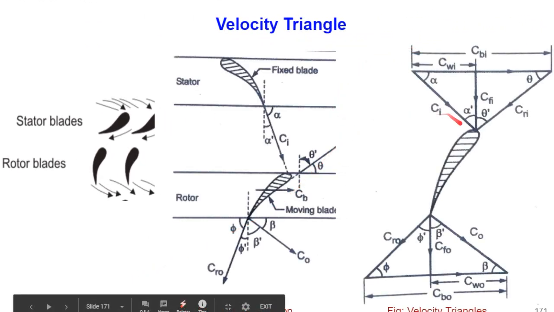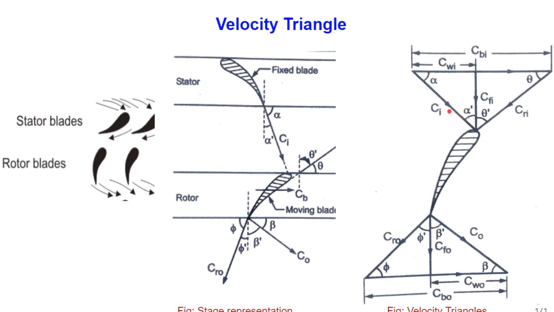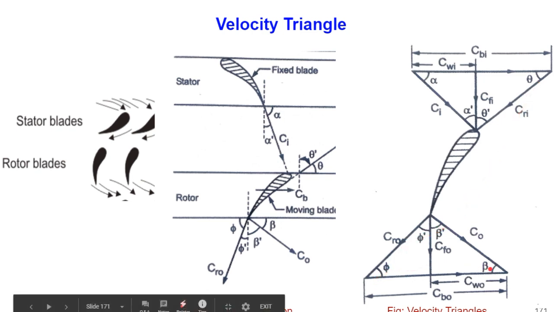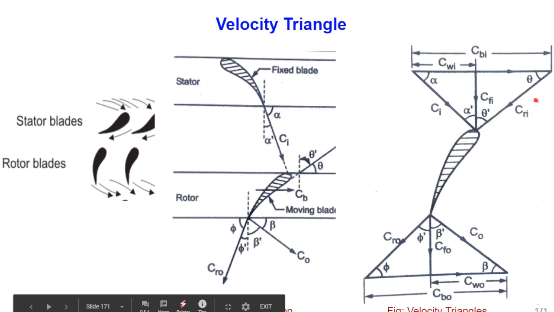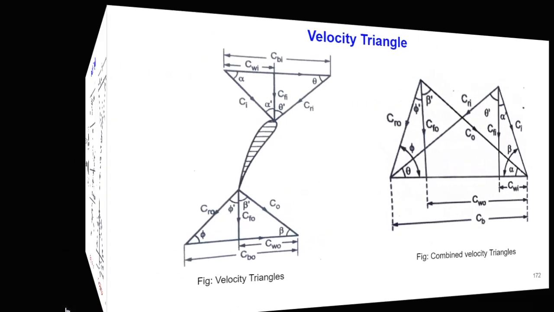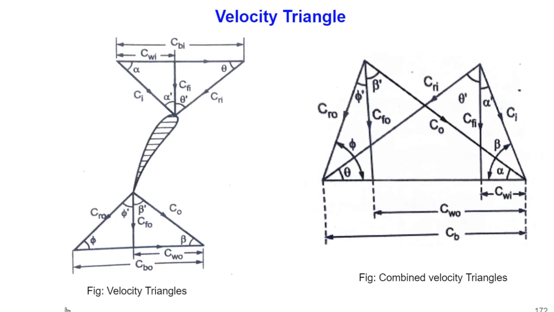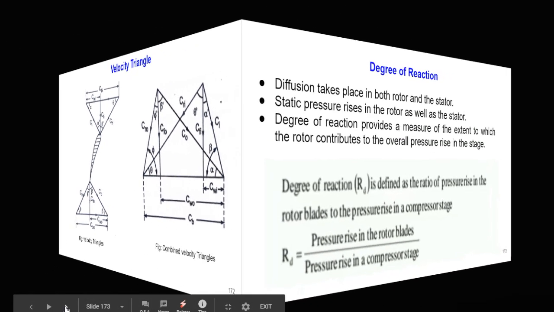So this is the velocity triangle at the inlet of a blade and this is the exit of a blade. Alpha stands for the nozzle angle or stator angle, theta stands for the blade inlet angle, phi is the blade outlet angle, and beta is the inlet to the next stage. These are the common velocity triangles, inlet and outlet, for axial compressors. So this is the combined velocity triangle.